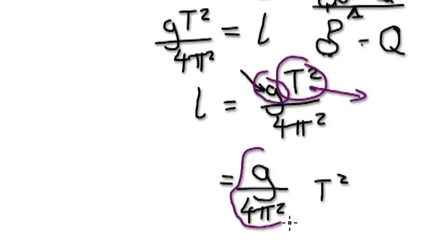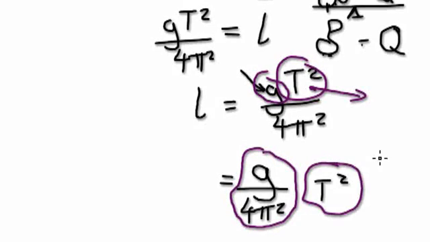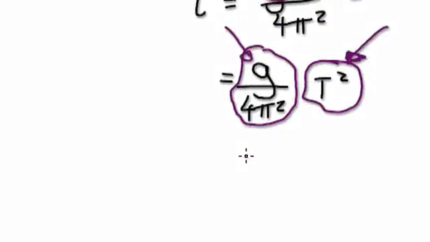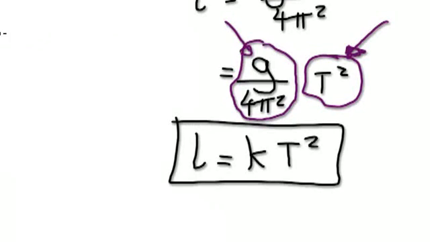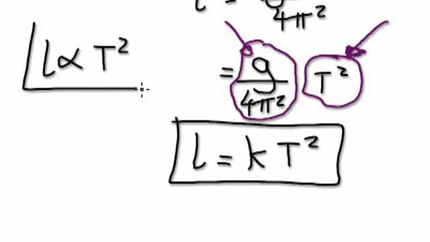Now, you've got this thing times this thing. I'm only varying t, so I don't really care about this whole thing, so I'm just going to give it a new variable name. I'm going to call it k. So now the length is k t squared. Once we are here, we can make the statement of L being proportional to t squared.